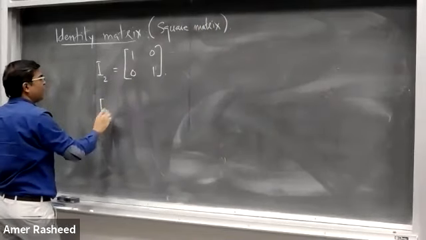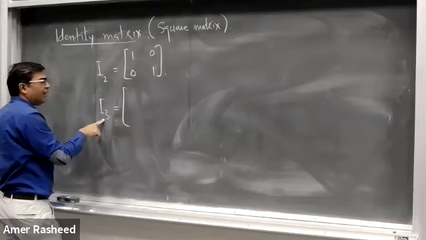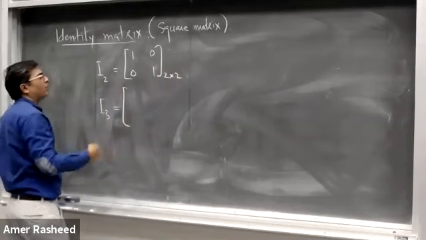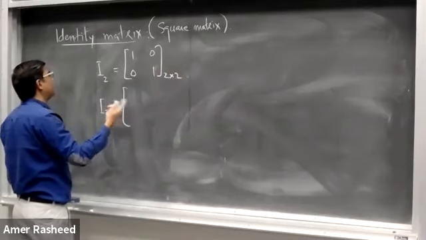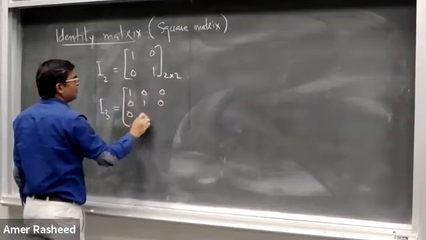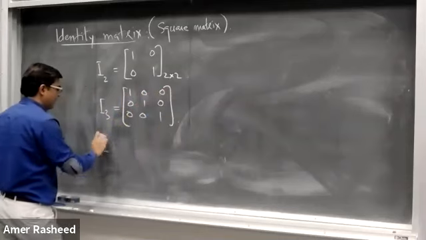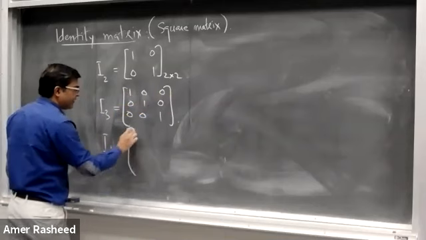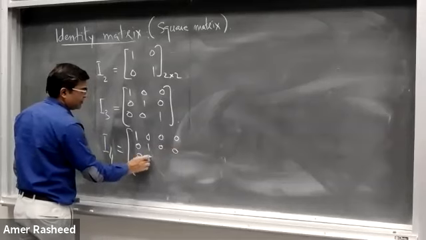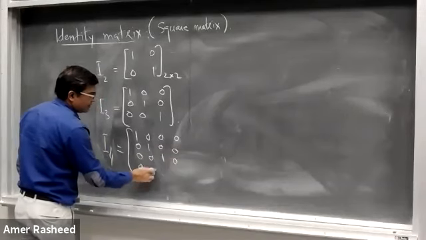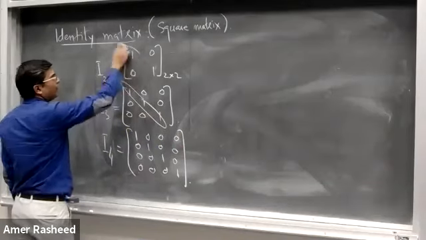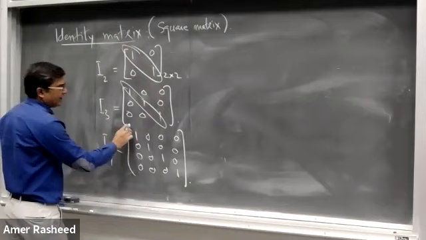This is your I2. I3 means order of 3 cross 3, meaning it has 3 rows and 3 columns: 1, 0, 0, 0, 1, 0, 0, 0, 1. If you want to write I4, I hope you can write it: 1, 0, 0, 0, 0, 1, 0, 0, 0, 0, 1, 0, and so on. So an identity matrix has 1 in the diagonal of this matrix.